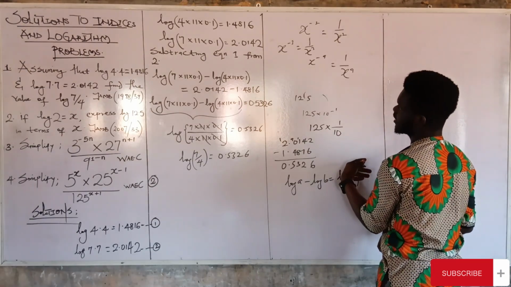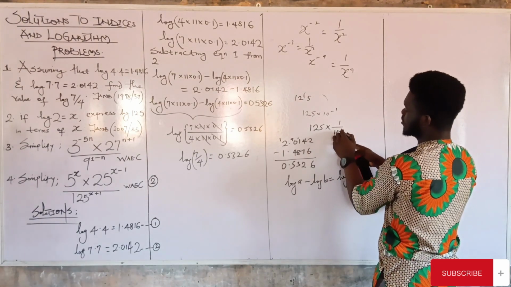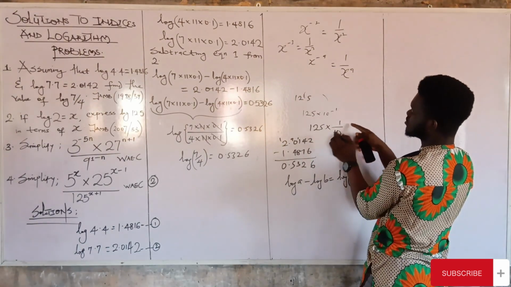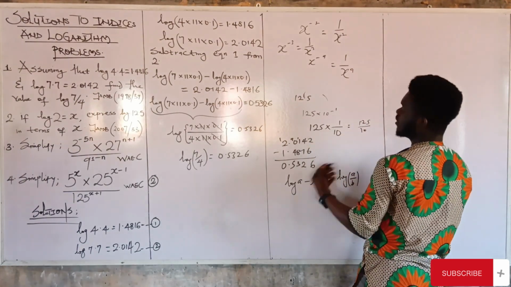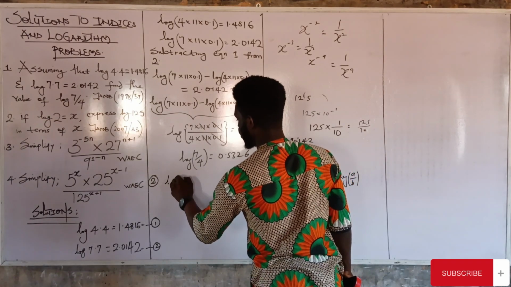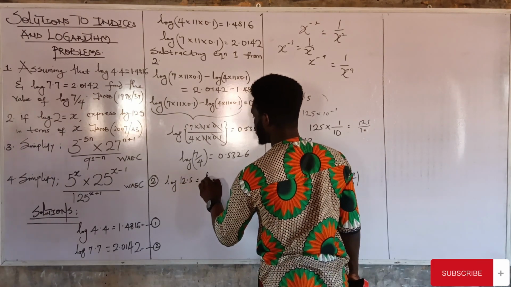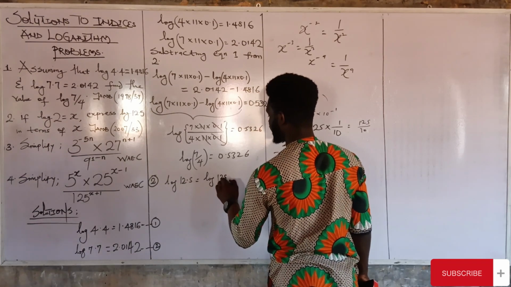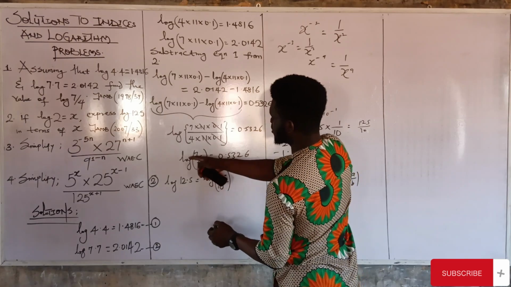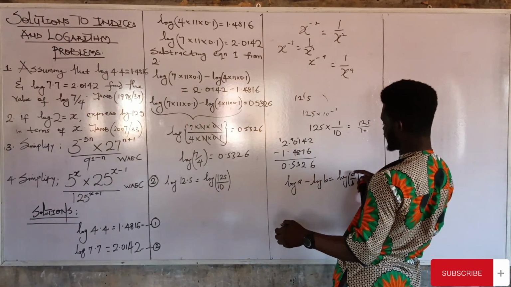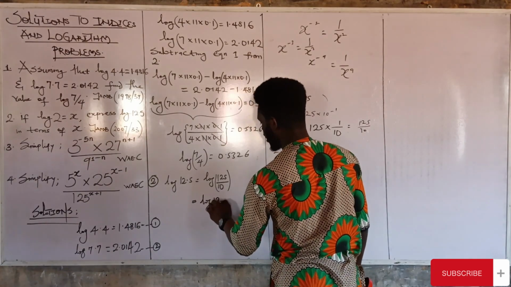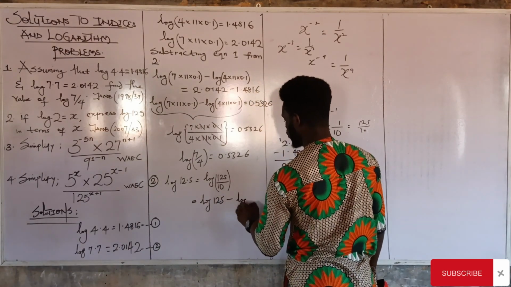So that's why we're just putting 1 over 10, because 10 to the power of 1 is 10. So 125 times 1 over 10 gives us 125 over 10. So it means that log 12.5 is going to be log 125 over 10. And like I earlier explained, in the law of logarithms, when you have a division, we subtract. So we have log 125 minus log 10.